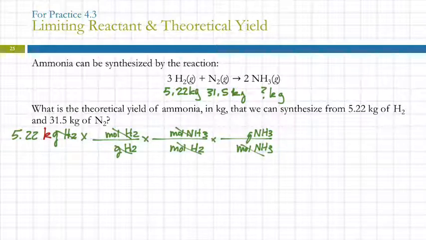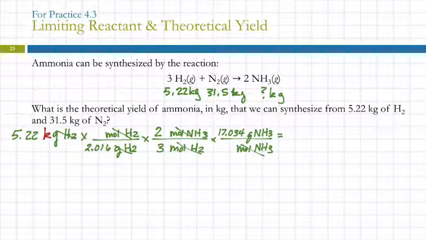Any questions? Mole to mole ratio comes from the balanced chemical equation. There's a 3 in front of H2, so I'm going to put a 3 in front of moles of H2. There's a 2 in front of NH3, so it's 2 moles of NH3. I need the molar mass of hydrogen. That's 2 times 1.008, so 2.016. And I need the molar mass of ammonia. Since this is not about showing you how to do that calculation, I'm just going to write it in there, 17.034.